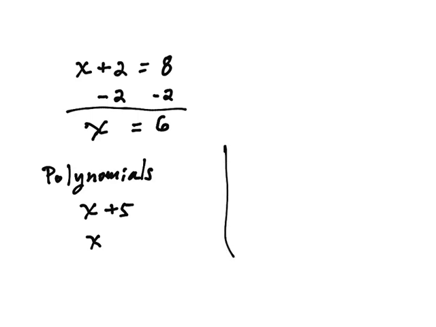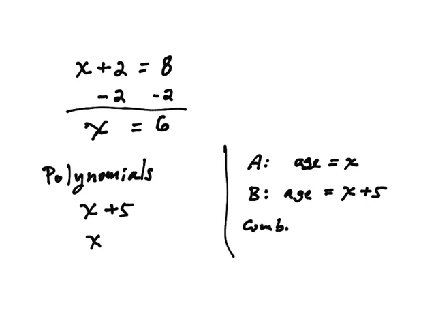If I have two people, and person A, we don't know person A's age, and person B, we know that they are, let's say, 5 years older than person A. We could say their age is x plus 5. So the x plus 5 is like a polynomial. And you could do things like, what if I tell you that together their combined ages are 25.